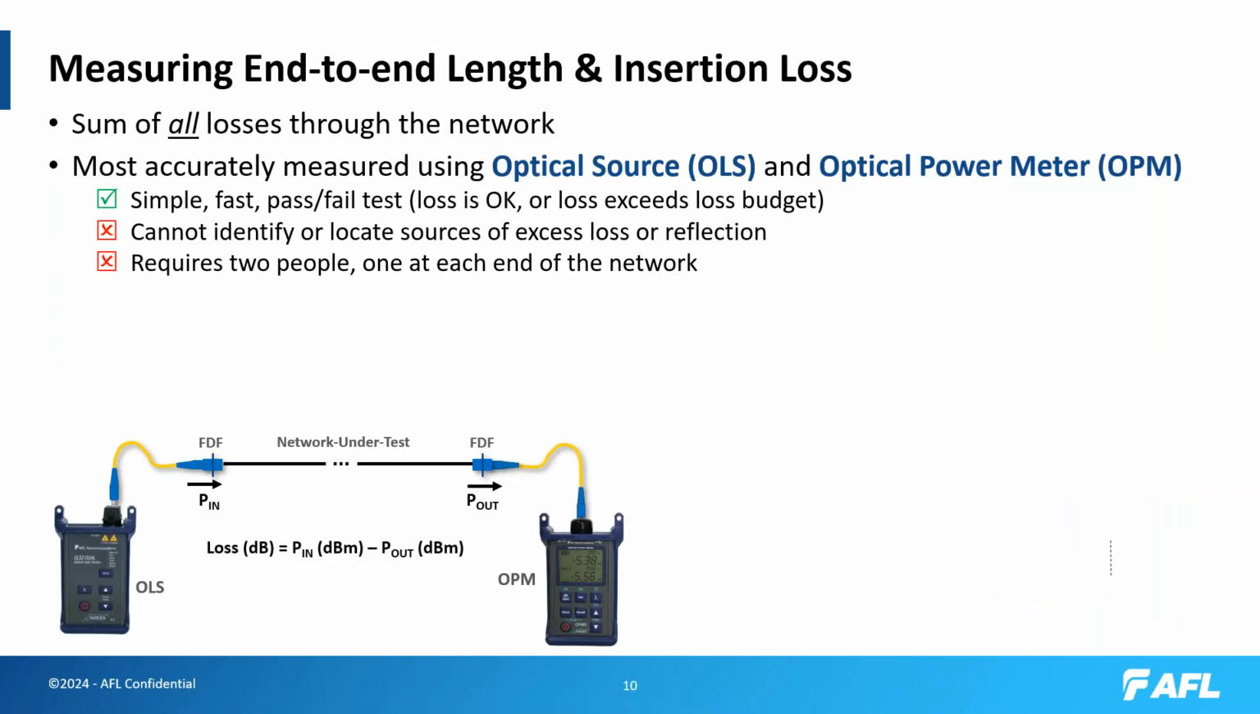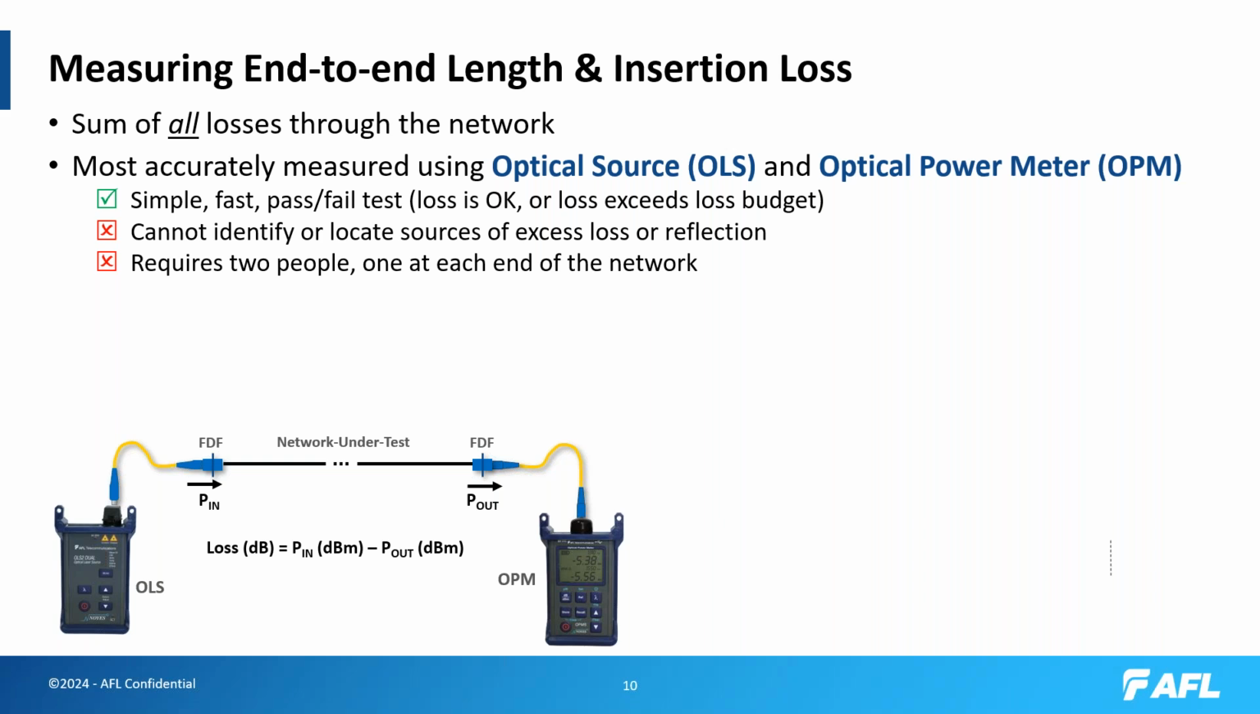So how do you measure end-to-end length and insertion loss? Well, the insertion loss is the sum of all losses through the network. So you may have multiple splices, multiple connectors in your network, and each of them introduce loss as well as the fiber itself.